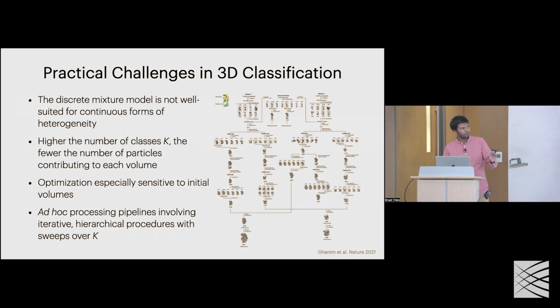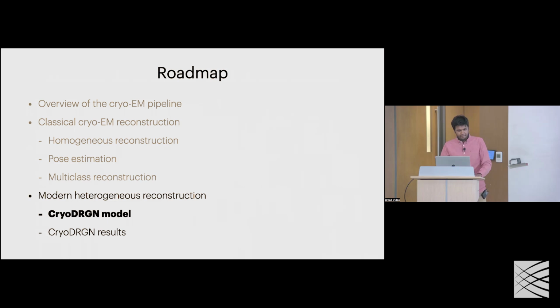Generally also, we have to set K ahead of time, which can be very ad hoc and challenging. If you don't know what's in your data set, you sort of have to sweep or guess the values of K. And optimization also tends to be challenging, especially because as you increase K, you dilute the number of particles in each of those classes. And so that makes each of the volumes worse, harder to optimize.